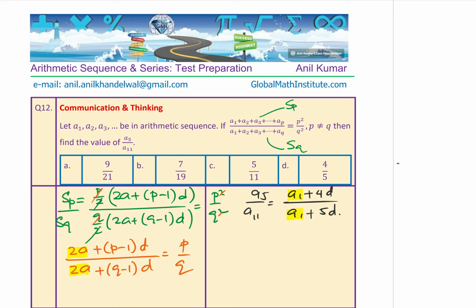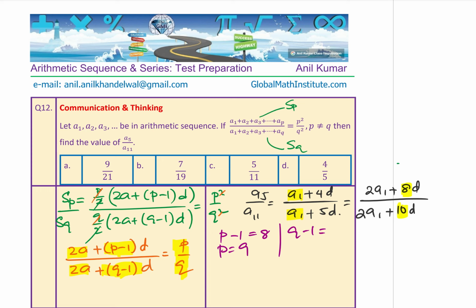So what I could do is multiply all this by 2. Then I get 2 times a1 plus 8d, right? And here I get 2 times a1 plus 20d. Now if you relate, p minus 1 should be equal to 8, q minus 1 should be equal to 20, and then that ratio will be p over q, correct? So that is the idea. So we have p minus 1 equals 8, and that gives us p equals 9. And we have q minus 1 equals 20, and that gives you q equals 21.